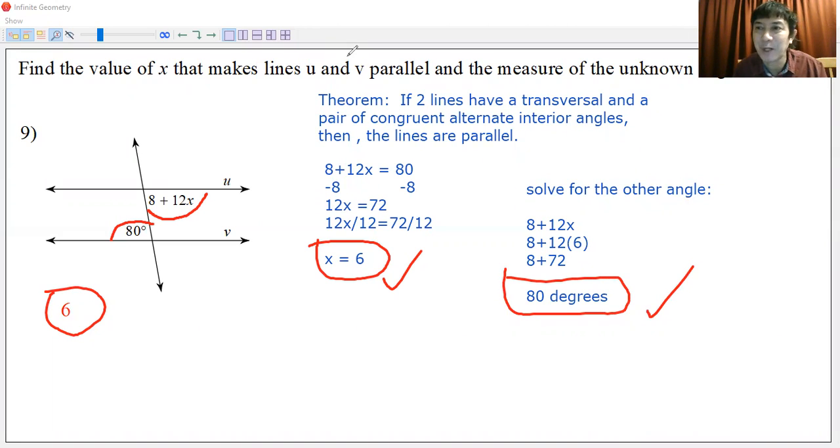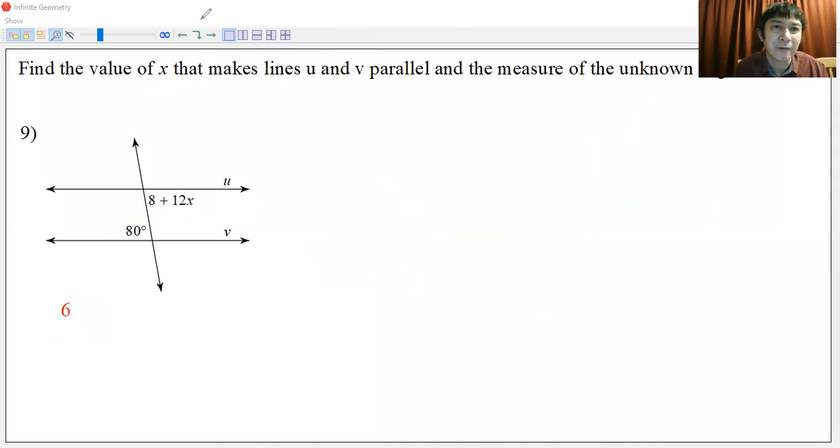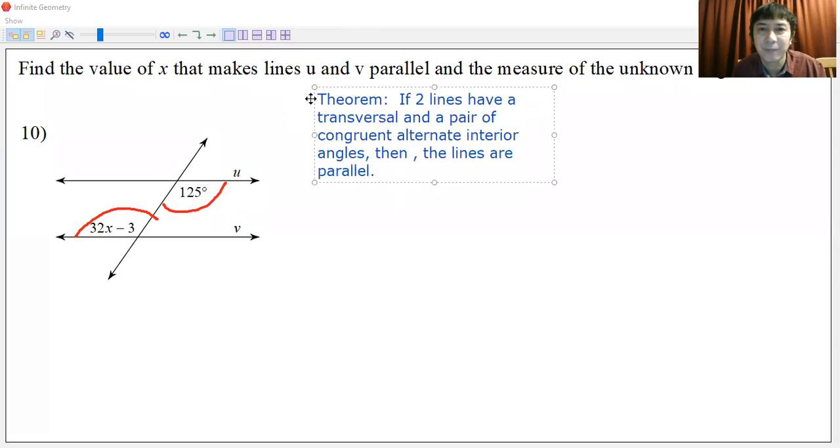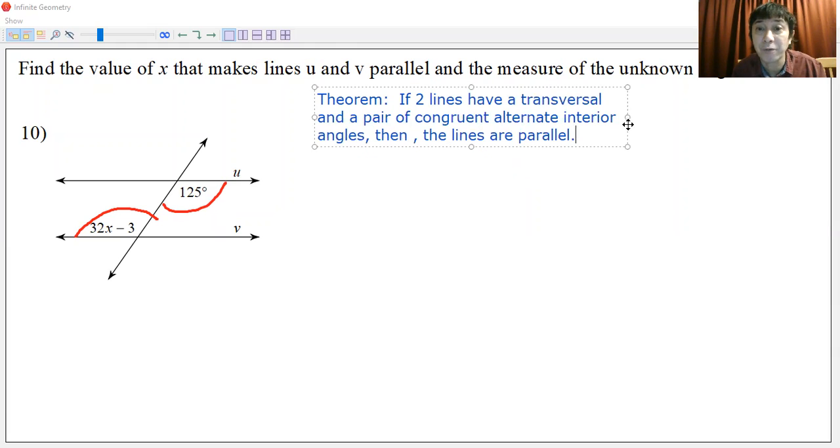All right. Number 10. Let's continue with number 10. What kind of angle pair? One interior, opposite side. That means alternate interior. We apply the same theorem. This is our second theorem. If two lines have a transversal and a pair of congruent alternate interior angles, then the lines are parallel.